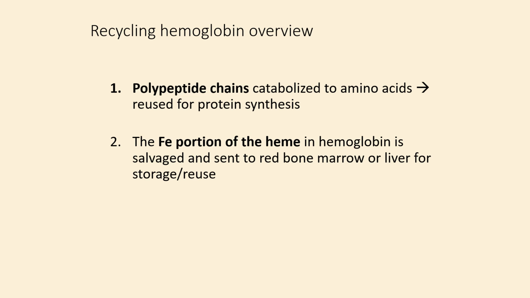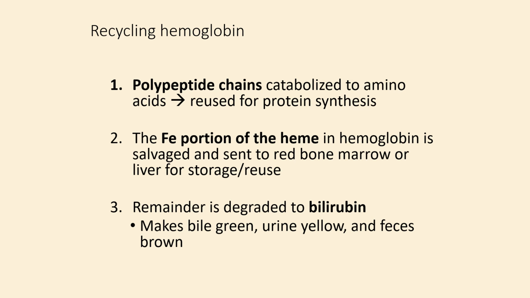If it gets sent to red bone marrow, that iron is going to be reused for the production of new hemoglobin molecules. And if it gets sent to the liver, that iron is going to be put into storage, where sometime in the future it might be used to synthesize new molecules of hemoglobin. And then that leftover portion of the heme with the iron removed gets degraded to a substance called bilirubin. And bilirubin is what's responsible ultimately for the greenish color of bile, for the yellow color of urine, and for the brown color of feces. It's a little more complicated than that.